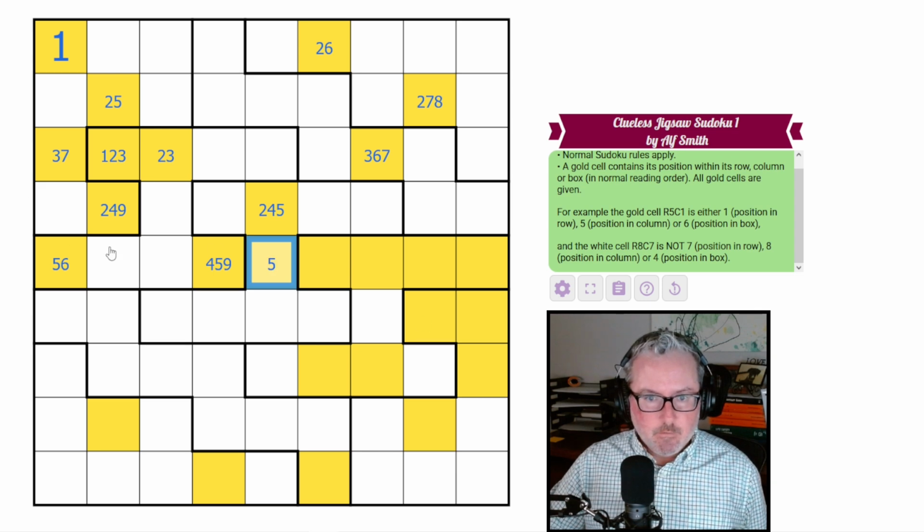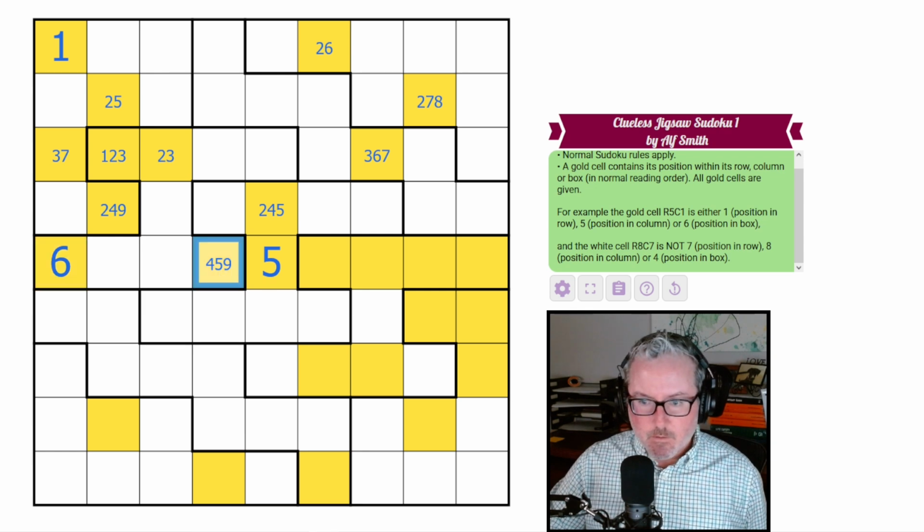5, 1, 2, 3, 4, 5. Let's make sure that 1, 2, 3, 4, 5, and then 1, 2, 3, 4, 5. This is the 5th position. Cool. That gives us a 6. This is not a 5. This is not a 5. Okay. Well, that's good. We're getting digits. Didn't expect that to happen quite this early.